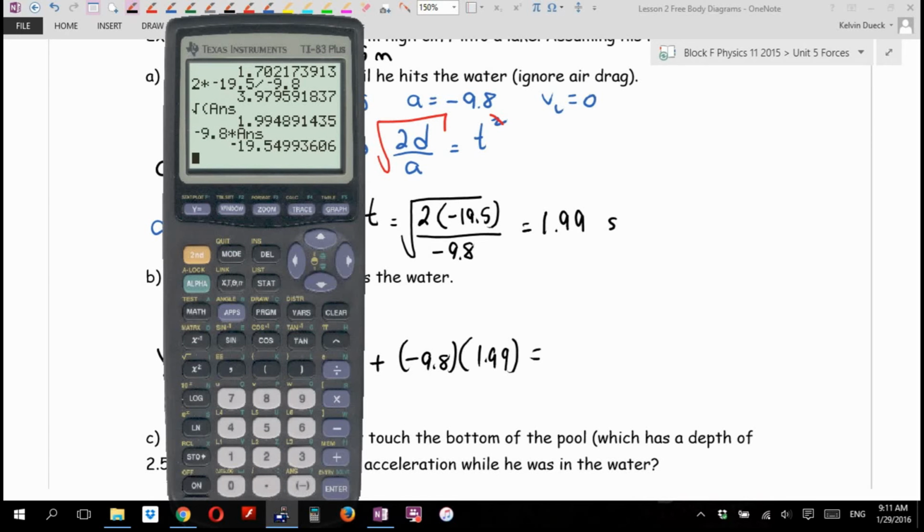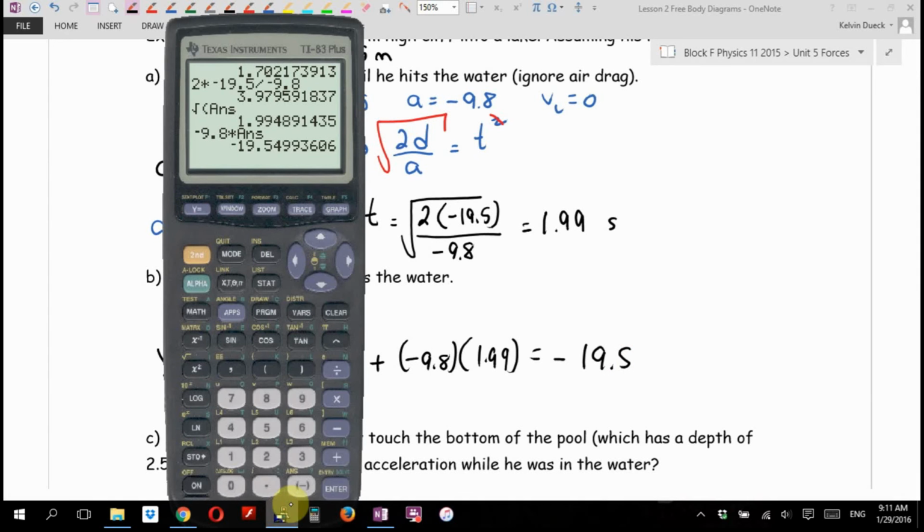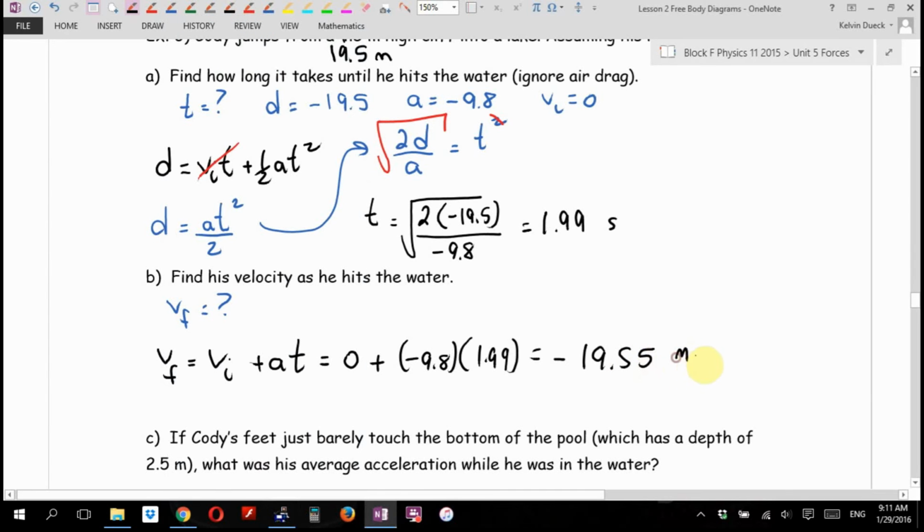What's the negative telling me? He's going down, because this was where down, what last unit, a couple of units, was down was negative. Negative 19.54. You know what? I'll go negative 19.5. I'll carry one extra sig fig, 19.55, because I think I'm going to use this.